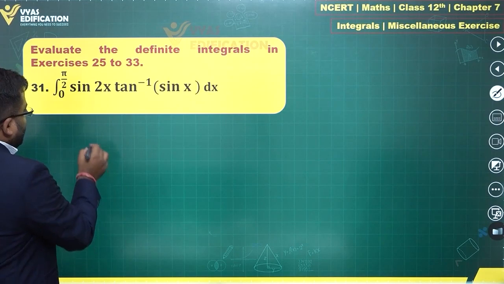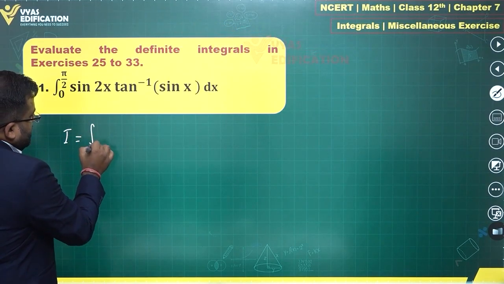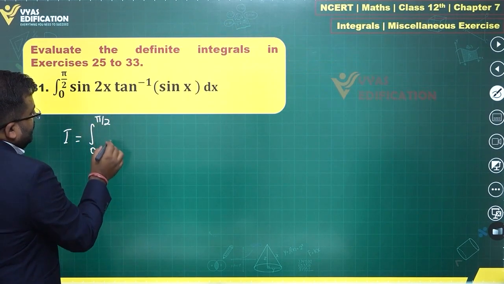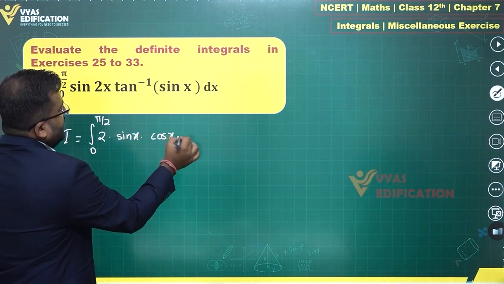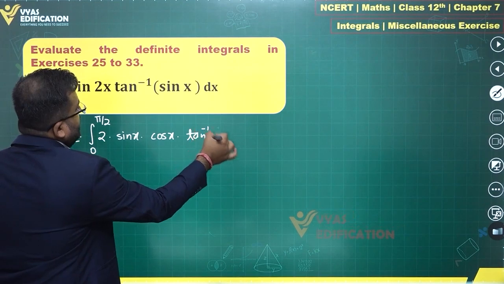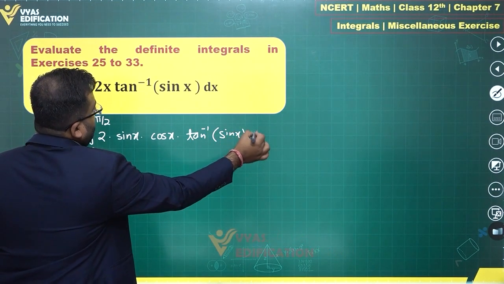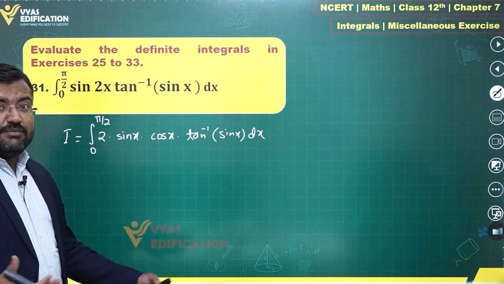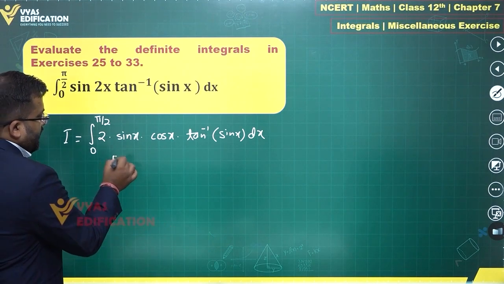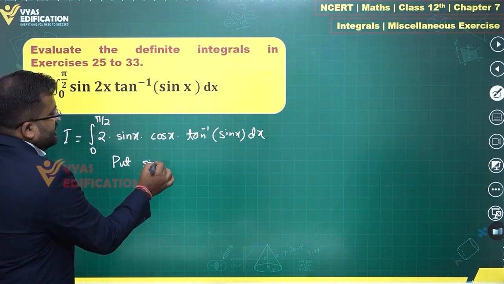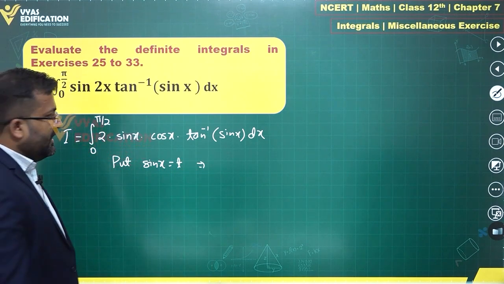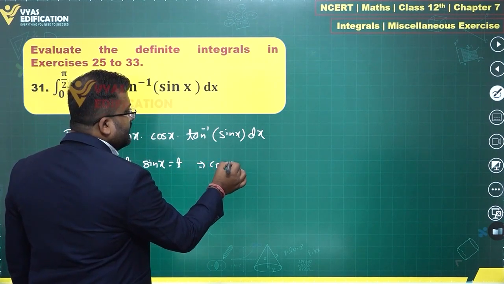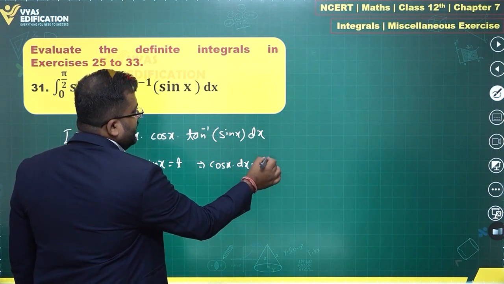Let's write it by separating it out. Integral from 0 to pi by 2, sin 2x is 2 times sin x times cos x, times tan inverse sin x, dx. And now I put a substitution. Put sin x equal to t. What does that give me? That tells me cos x dx will be equal to dt.